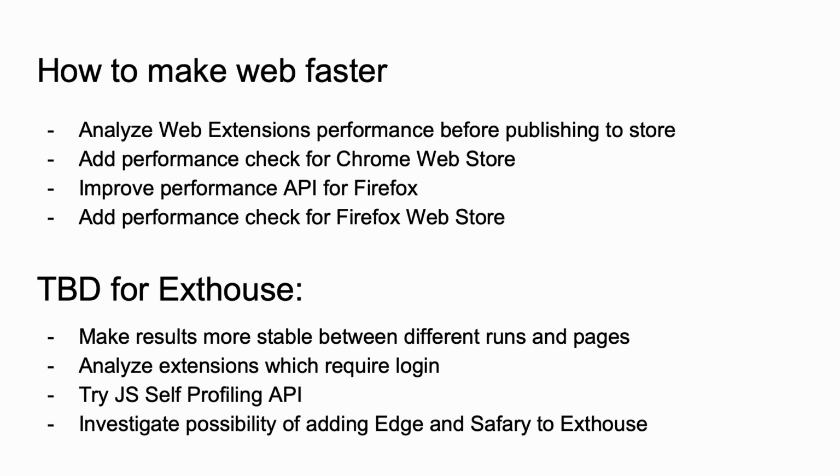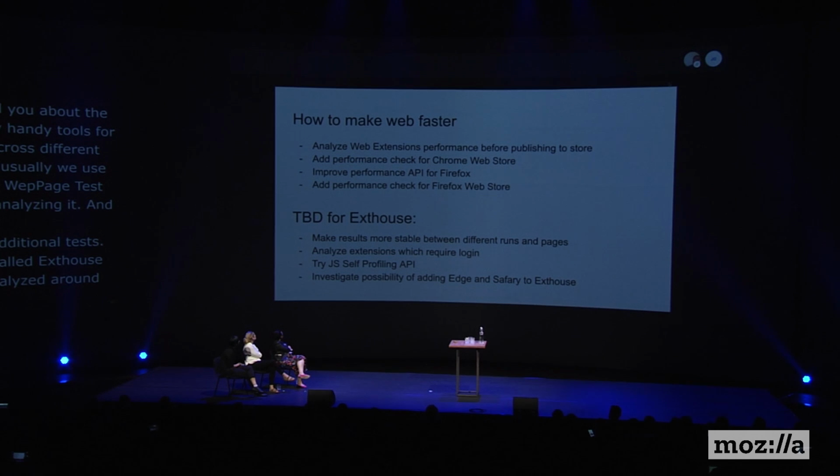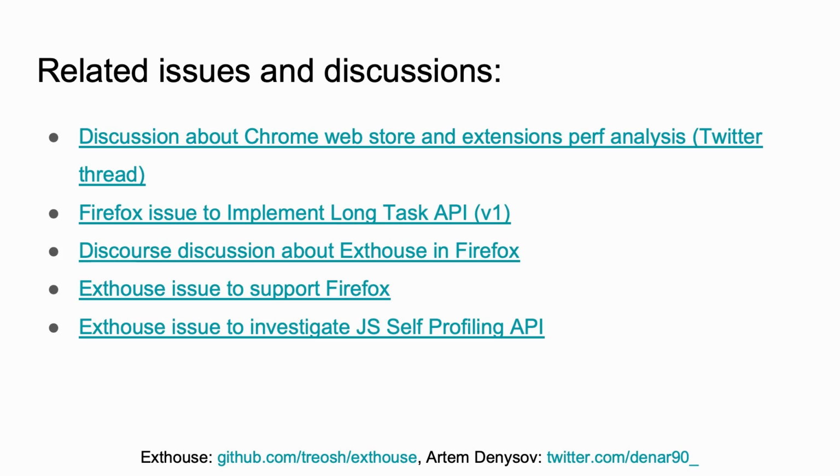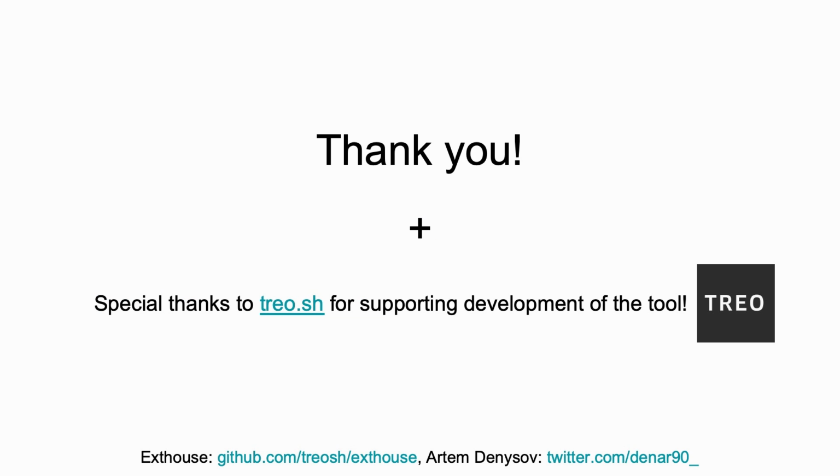So to make the web faster, we as developers, extension developers, should analyze web extensions performance before publishing them to the store, and we should add a performance check for the Chrome Web Store, improve the performance API for Firefox to add a performance check to the Firefox Web Store, and improve XHouse with some issues to make it more stable, and analyze extensions in different browsers.